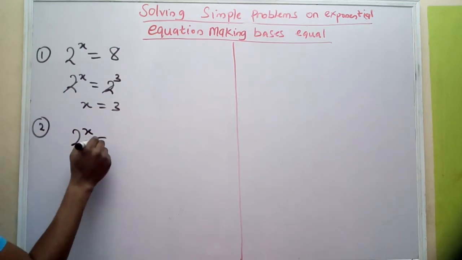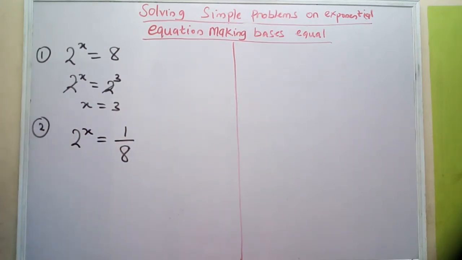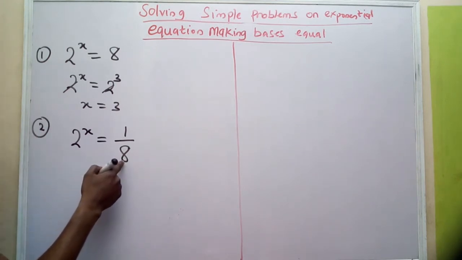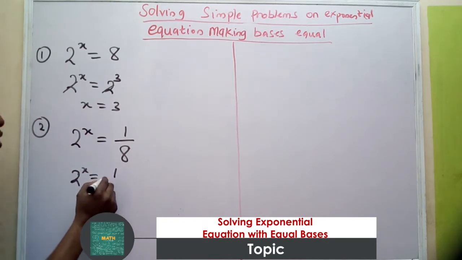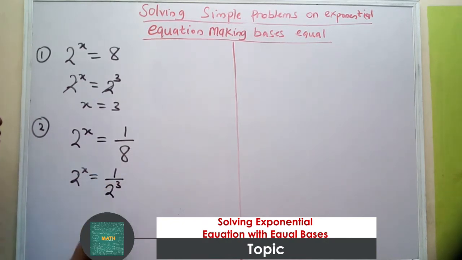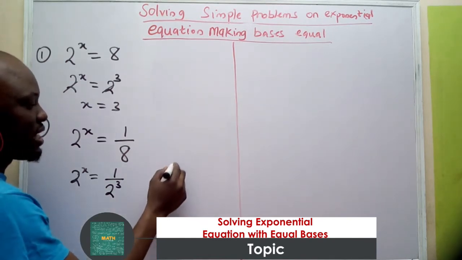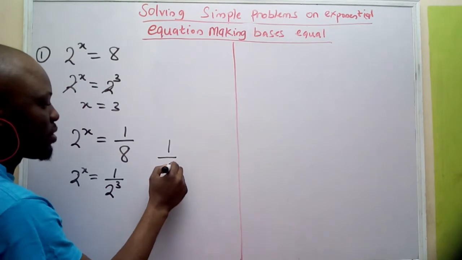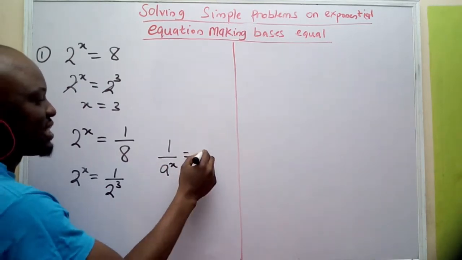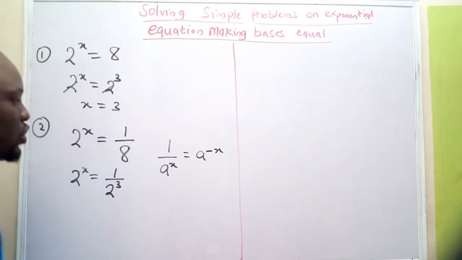Number 2. Let's do 2 raised to x equals 1 over 8. In this case, we're going to do the same thing. We want to make sure this base here is 2. So this will be 2 to the power of x equals 1 over 2 to the power of 3. If you remember in my previous video on laws of indices, I said that 1 over 8 to the power of x can be written as 8 to the power of negative x. So you can compare this and this. They are in the same form.